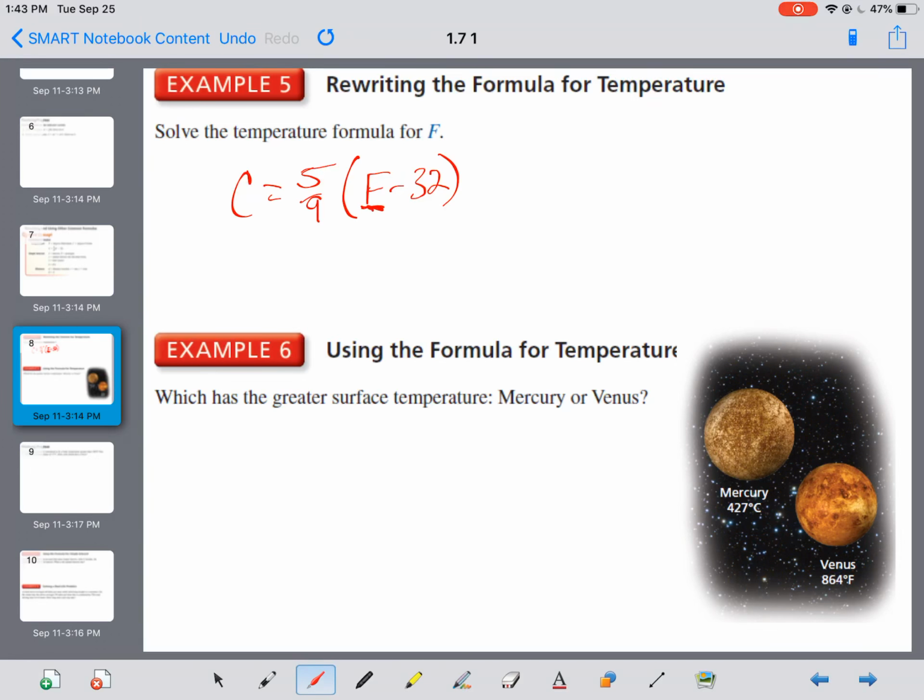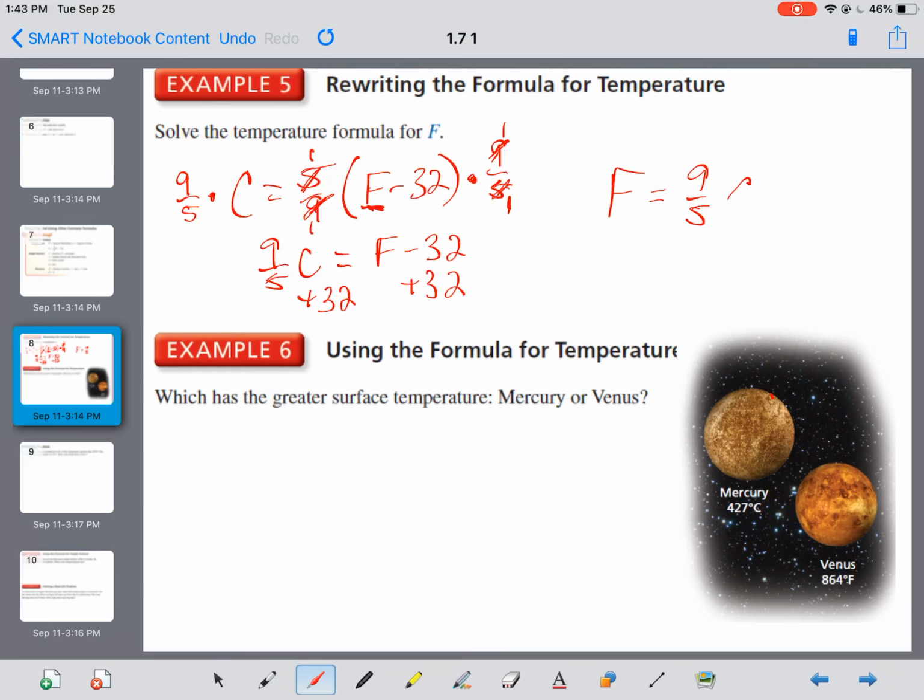So we're going to get rid of the 5/9. To get rid of a fraction, you multiply by the reciprocal. So we'll do that on this side, 9/5. So we get 9/5 C equals the 9 on top and the 9 on bottom reduces to 1. The 5 on top and the 5 on bottom reduces to 1, leaves us with F minus 32. Then we add 32 to both sides. To get rid of the 32 on the right, you gotta do the opposite, add. If you do it to the right, you gotta do it to the left. So F equals 9/5 C plus 32.